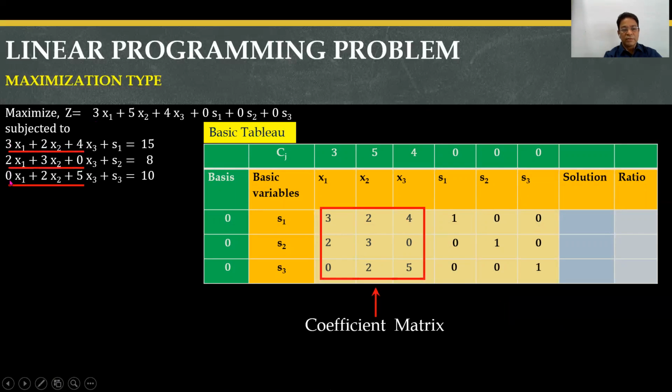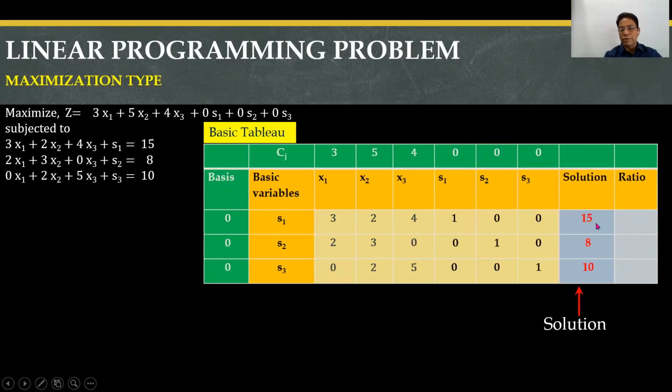Here and here we have 0, 2, 5, 0, 2, 5. And now the last entry here is the solution column. In the solution column, what do we have? 15, 8 and 10. And from where have we obtained it? We have obtained it from here, 15, 8 and 10. And this should be positive.